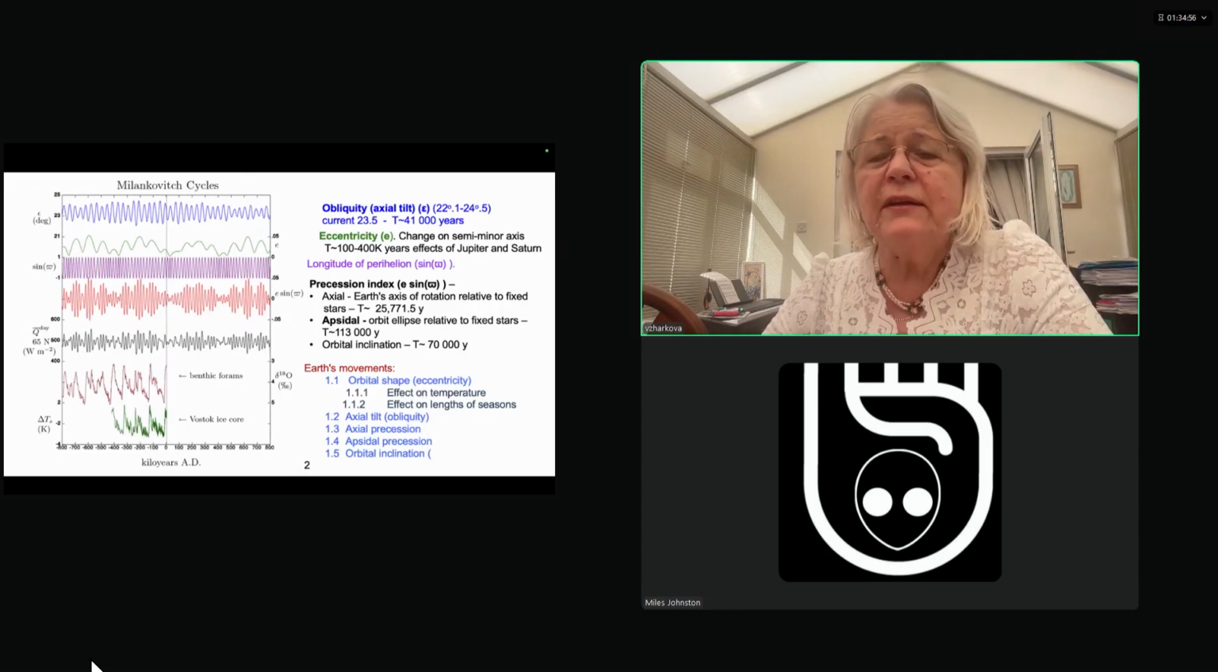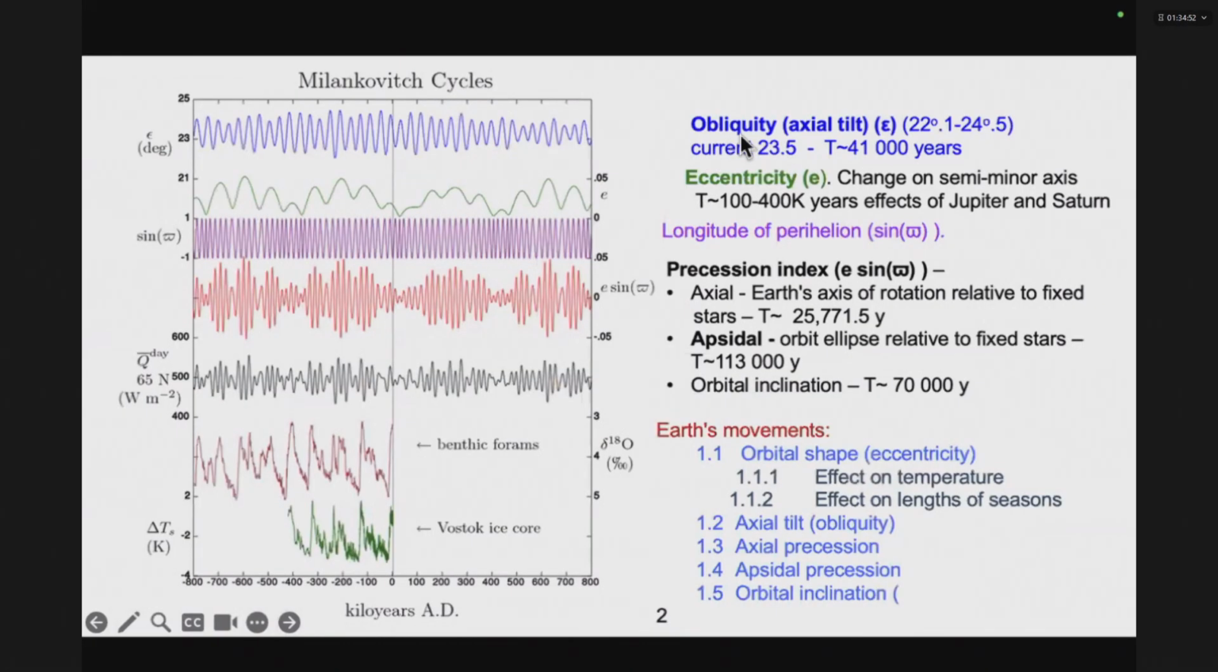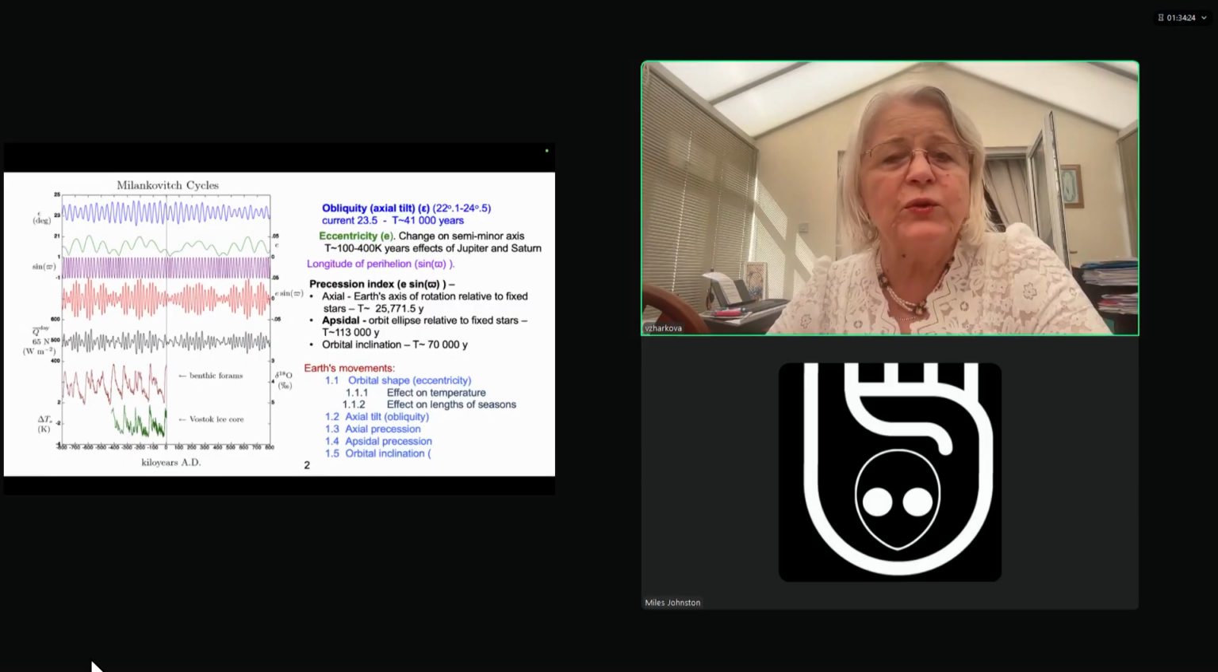And we looked at the known cycles, so-called Milankovitch cycles: obliquity with axial tilt, which has a period of about 41,000 years, so 2,000 years is not suitable. Then we have eccentricity, which gives you a period of about 100,000 to 400,000 years, and precession index, apsidal index, and so on. These all give periods from 15,000 to 130,000 years, but none of them gives 2,000. So we needed to look elsewhere.